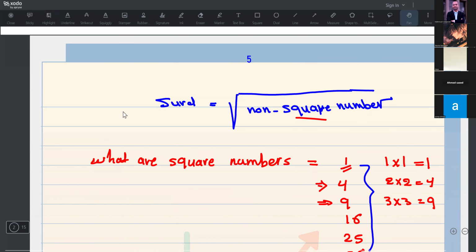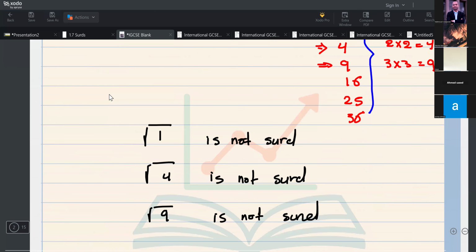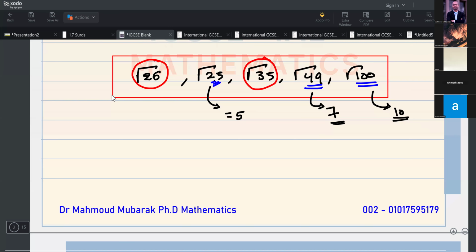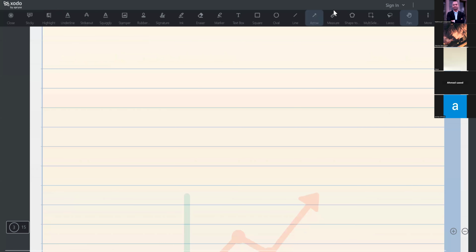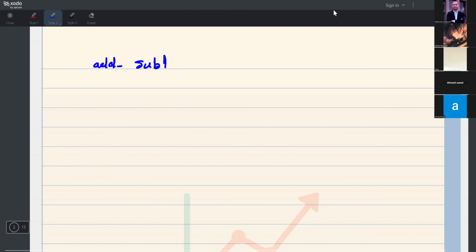Okay, Maya, do you understand? Yes. Okay, so root 26 is third, root 35 is third, and so on. My question now: how can we add, how can we subtract, how can we do multiplication and division for thirds?